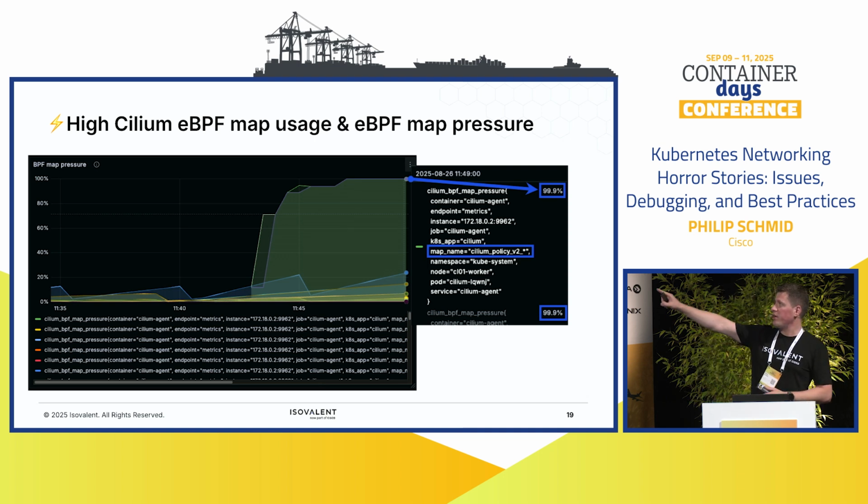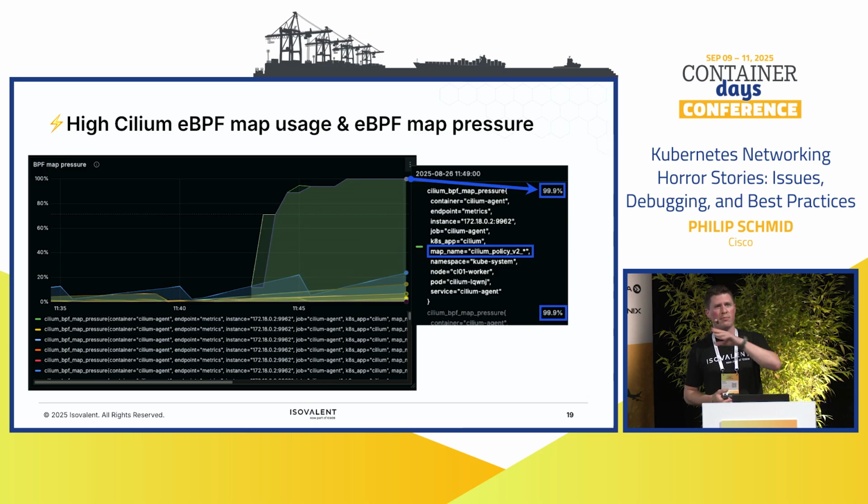Now, in this scenario here, that's based on my reproduction environment. So you can also do that on your own by having a look at the publicly shared GitHub repository. But in the end, I just applied a very, very inefficient Cilium network policy, which caused this specific Cilium policy eBPF map to be fully maxed out within a few seconds.